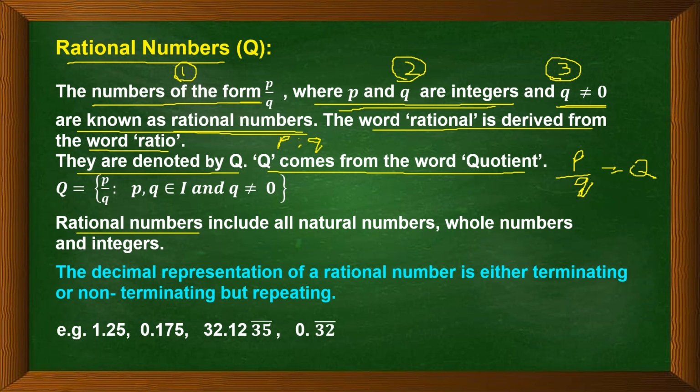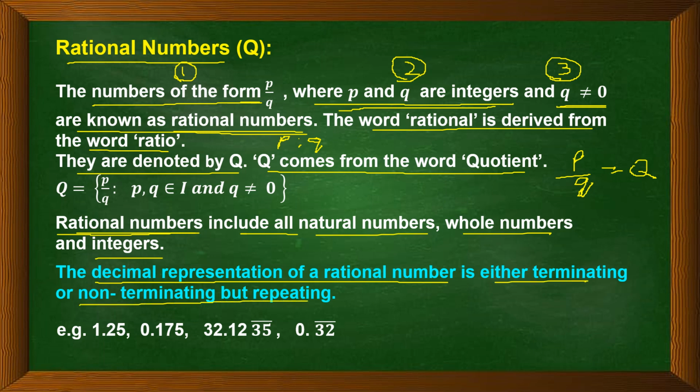Now what are rational numbers? Rational numbers include all the natural numbers, whole numbers and integers. That means all the negatives, all the positives as well as 0. All combined together form rational numbers. Now what is the decimal representation of rational numbers? Decimal representation of a rational number is either terminating or non-terminating but repeating.